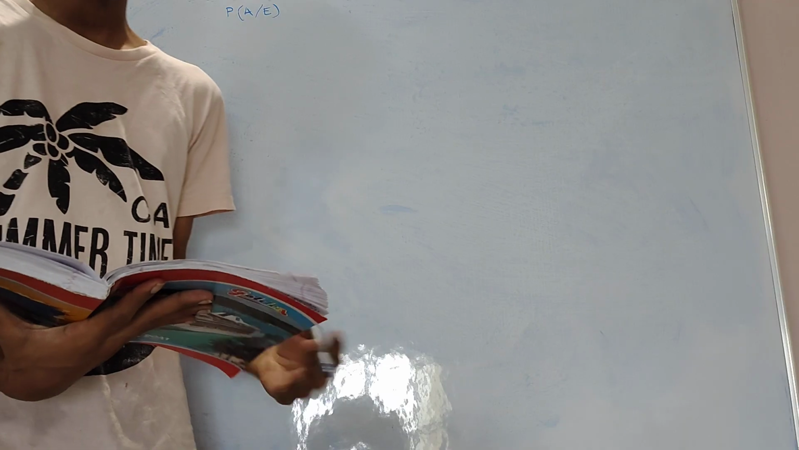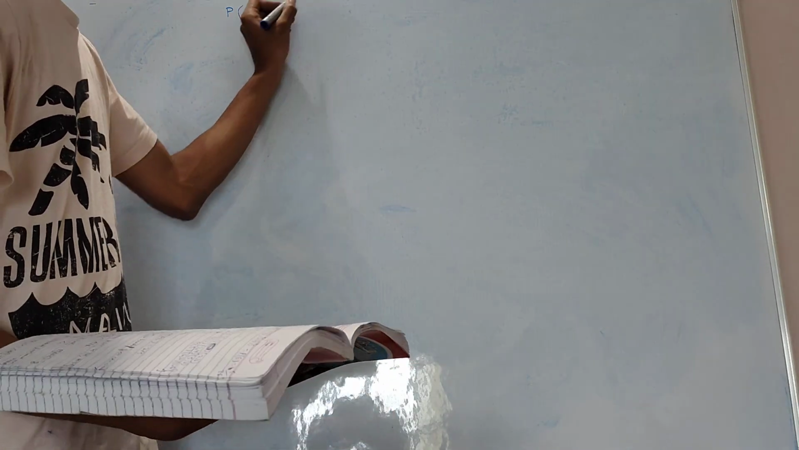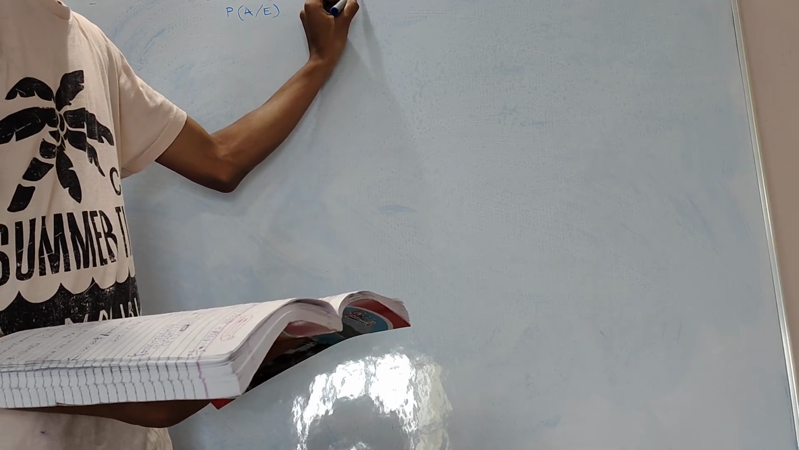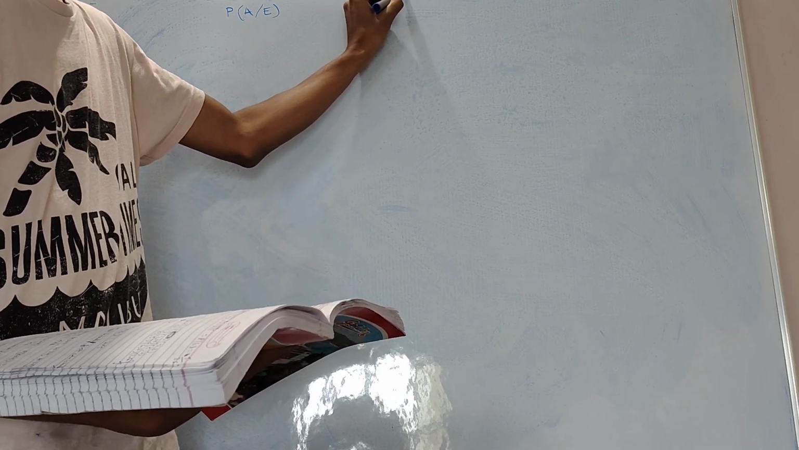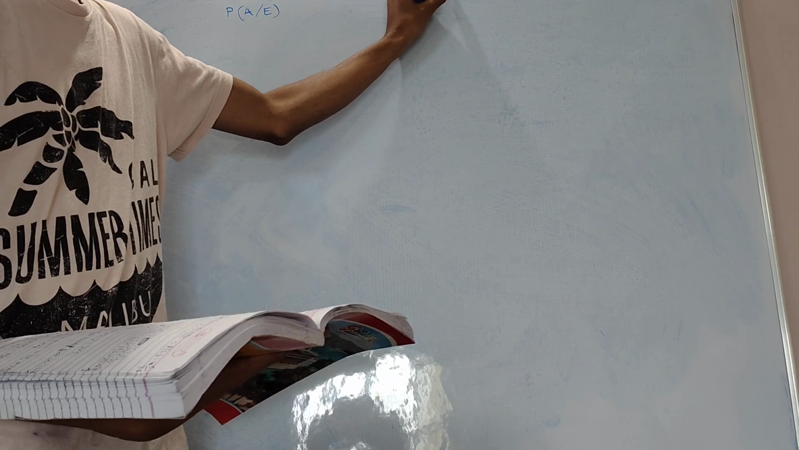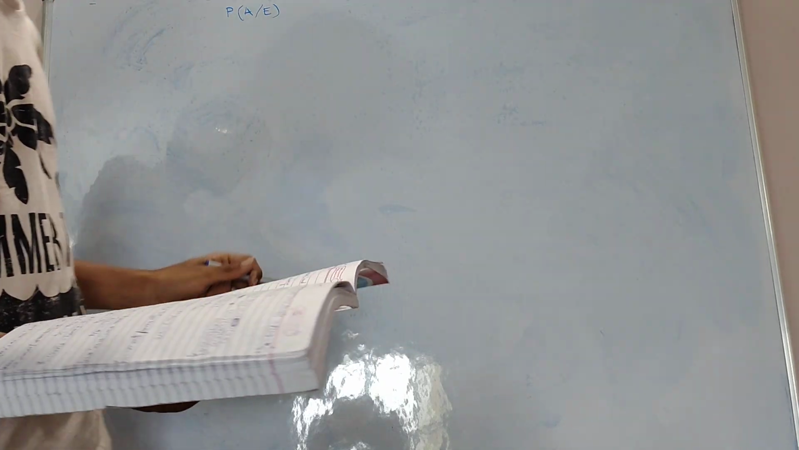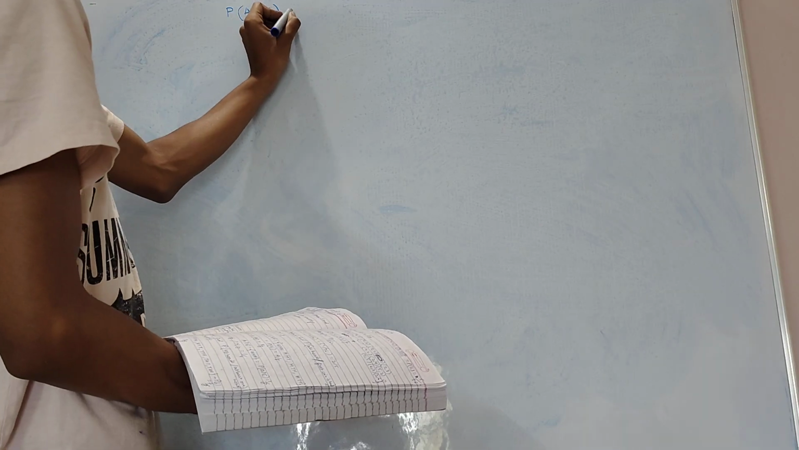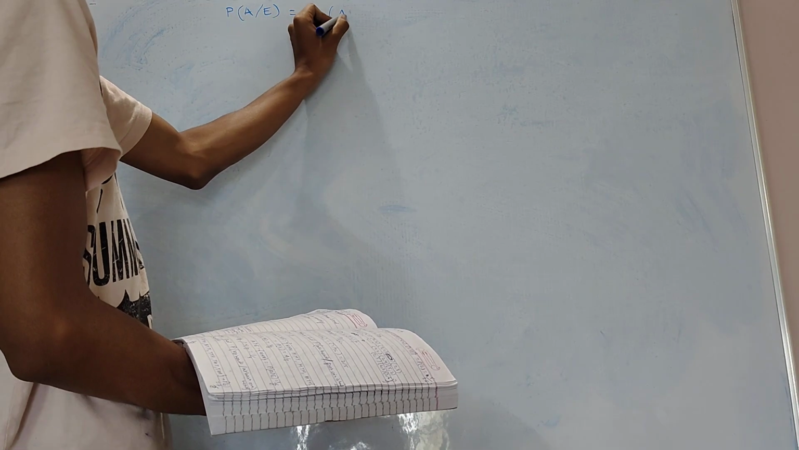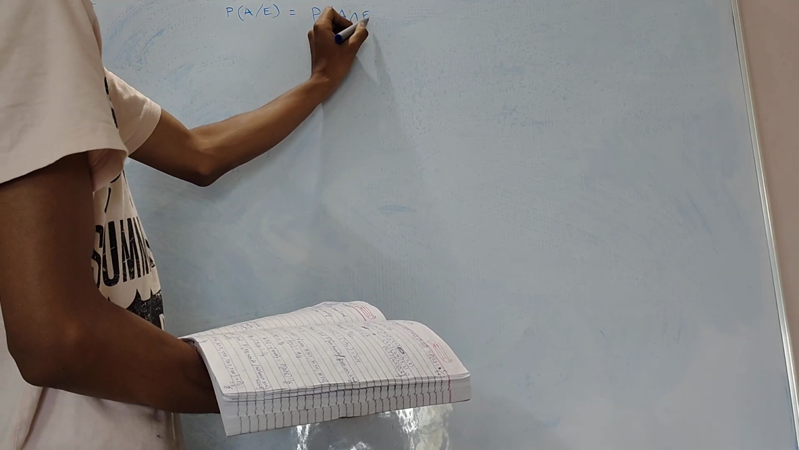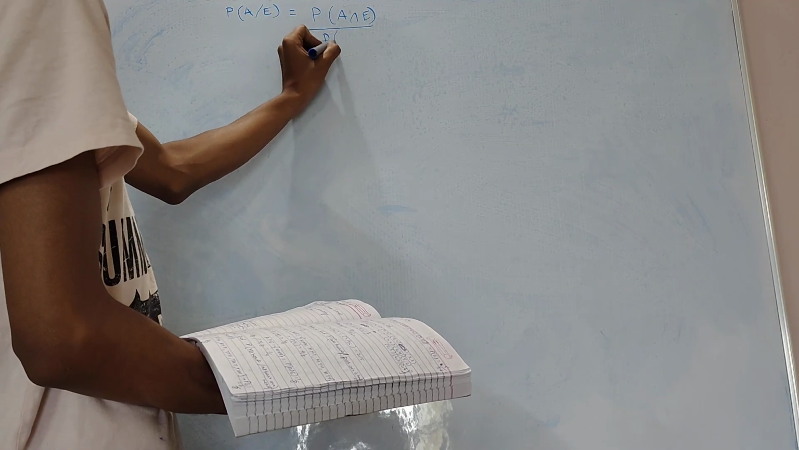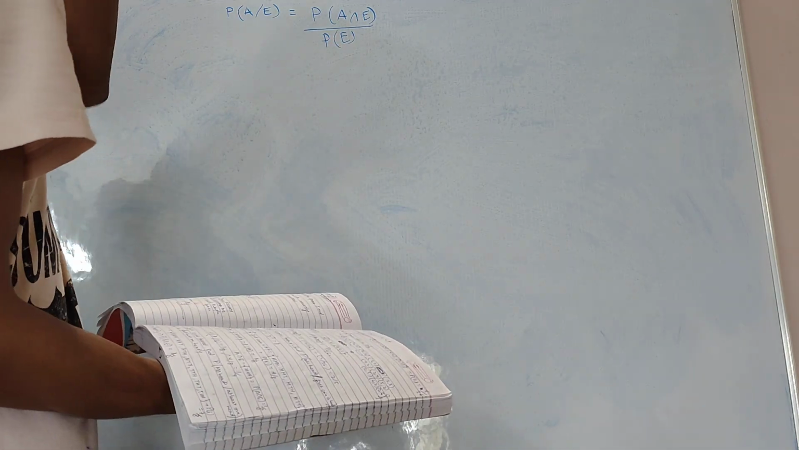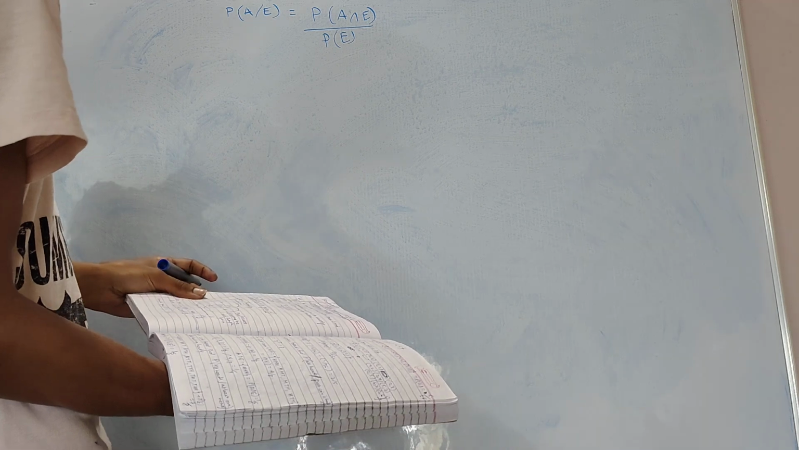Suppose there is an event A which occurs when E has already occurred, right? Then probability of event A given E will be given as probability of A intersection E by probability of E, right? And this can be represented as conditional probability, right?